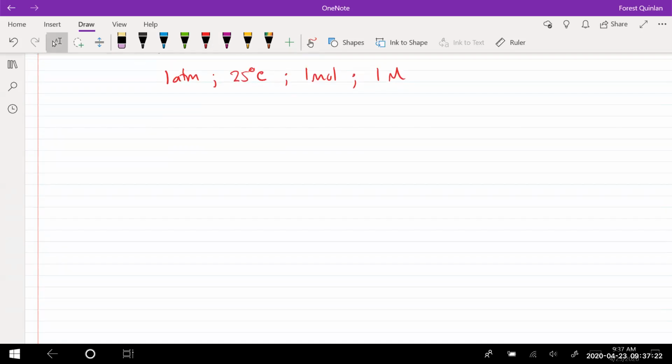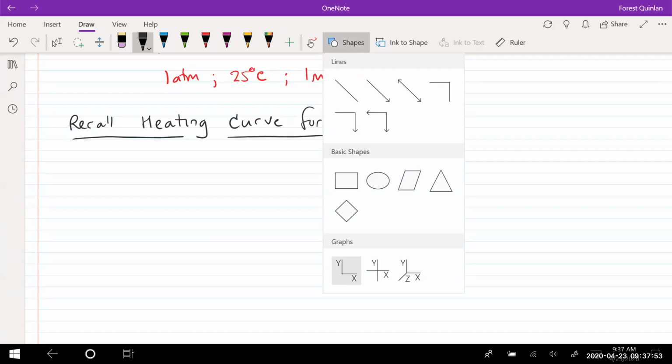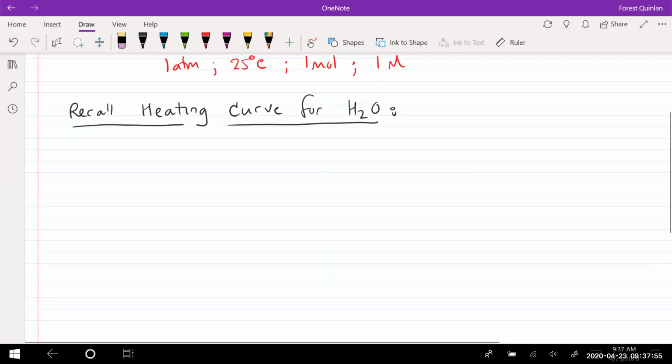Now, I want to put something up that we have seen probably in the Chem 110. I can't remember if I did it in Chem 120, but I want to recall something here. I want to recall our heating curve for water. Now, I'm going to do water specifically, but remember this heating curve is generic for anybody. So I'm going to go ahead and build this thing.